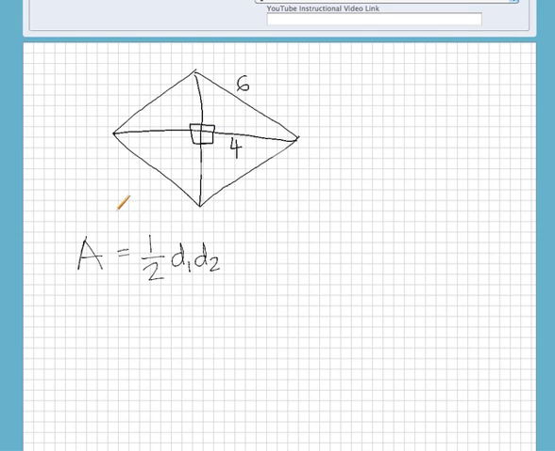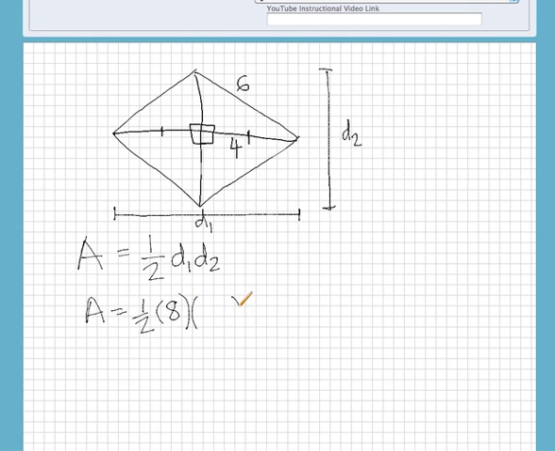So diagonal 1 is going to be the distance from here all the way to here, and diagonal 2 is going to be the distance from here all the way to the bottom here. So we'll call this diagonal 2 and this one diagonal 1. We actually know diagonal 1 because this side here is 4, so the whole thing is 8, because these diagonals get bisected by each other, so they're equal. So I'm going to write down here 1/2, and then we know D1 is 8. So we've got to find D2.